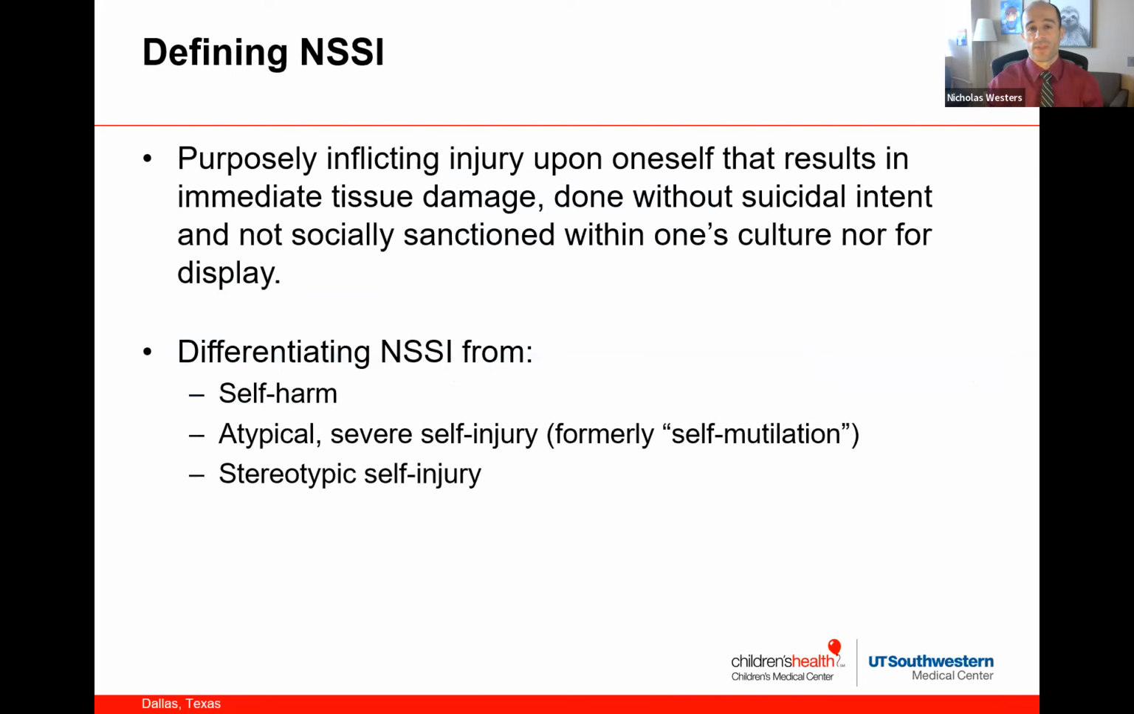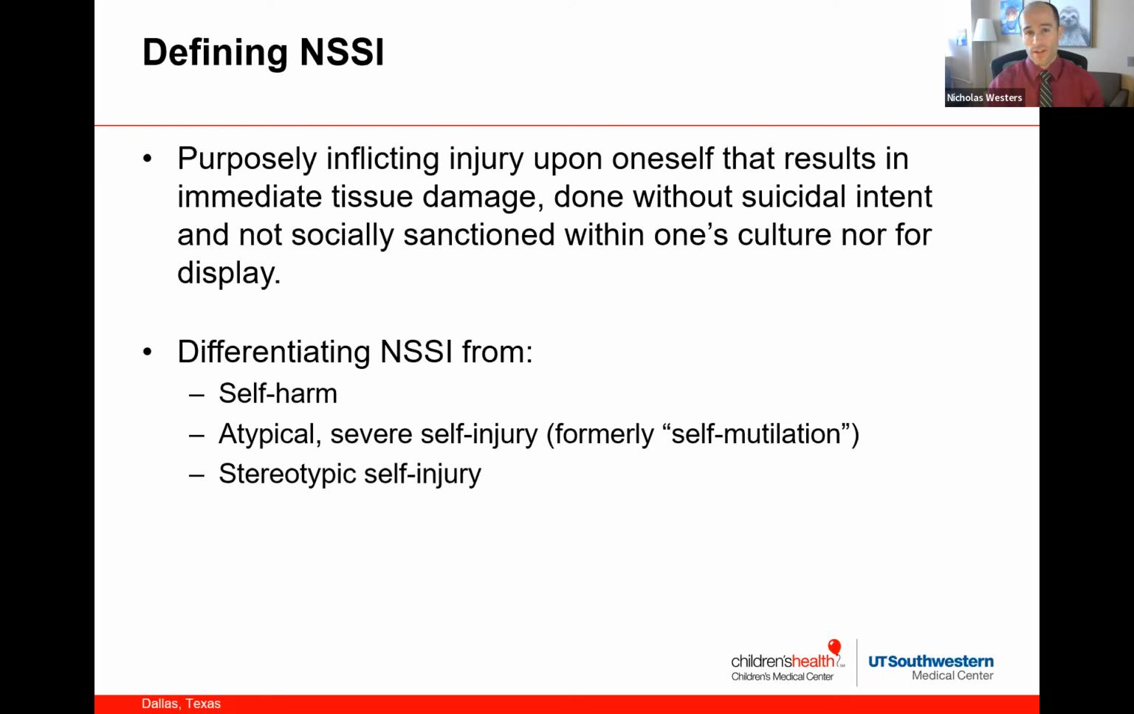When I talk about non-suicidal self-injury, although an imperfect definition, I mean it's purposely inflicting injury upon oneself that results in immediate tissue damage, is done without suicidal intent, and is not socially sanctioned within one's culture, nor for display. So self-tattooing, or just tattooing in general, does not quite fall into that category because it's culturally sanctioned, at least here in the US and in other cultures as well. So even if it's done to intentionally cause pain and harm while getting that tattoo, we just don't call it NSSI. And this is borrowing from the International Society for the Study of Self-Injury definition of NSSI.